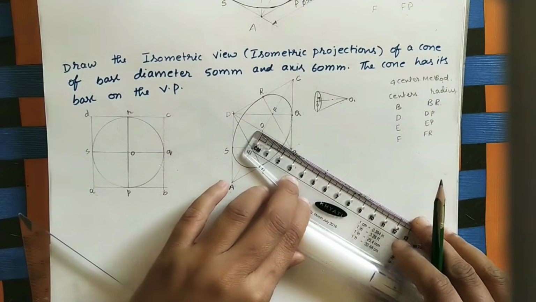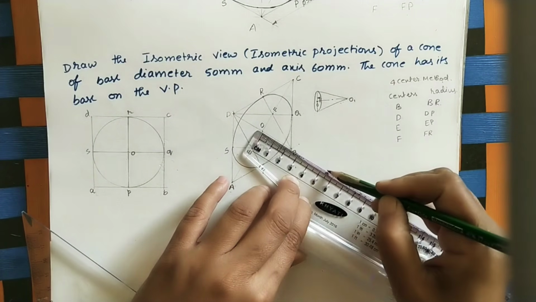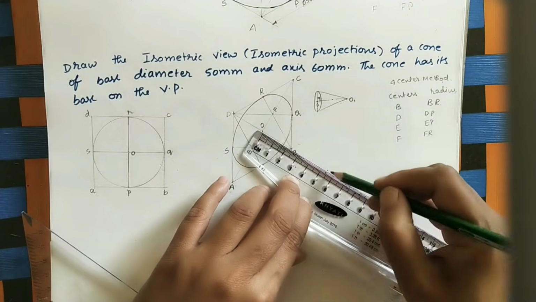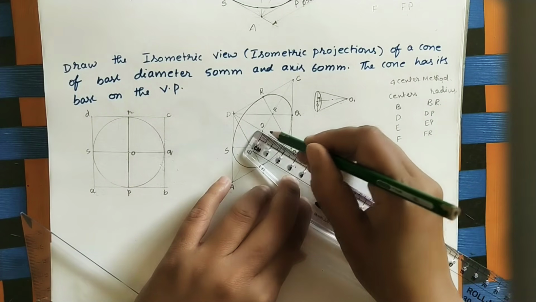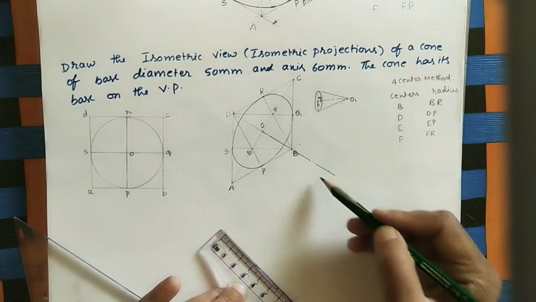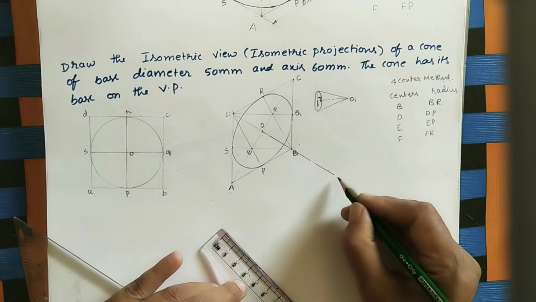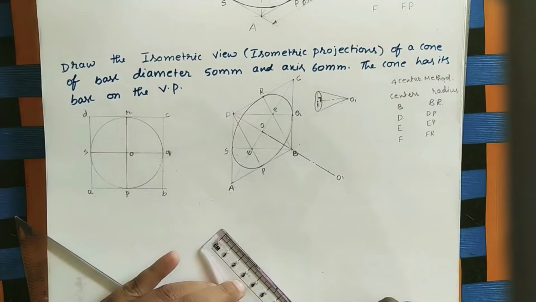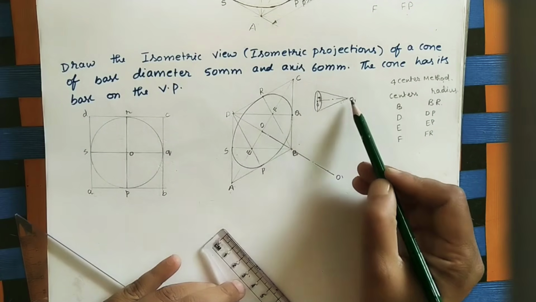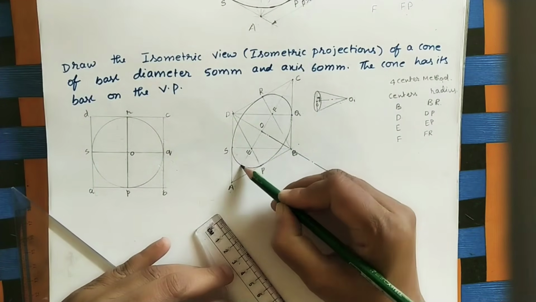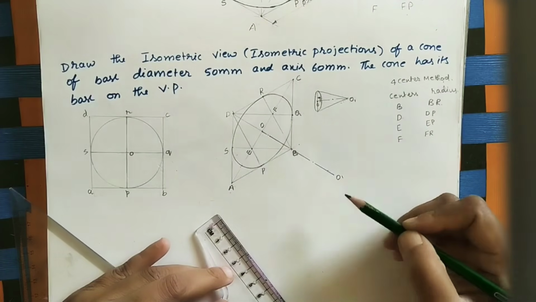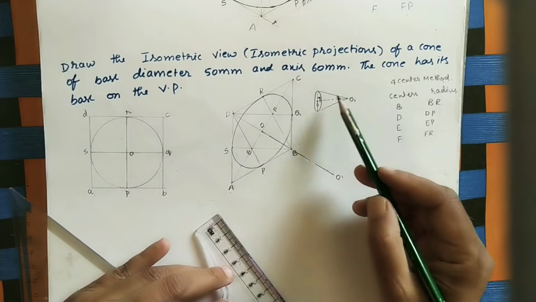Take the axis line as 2 big lines with a dot. So this is the end point. It is the imaginary line like this. This is the axis. Take the apex as O1. Okay, join these 2 points to the apex. We will join these 2 points to the apex. Okay, these are the slant edges. We can call them generators also.